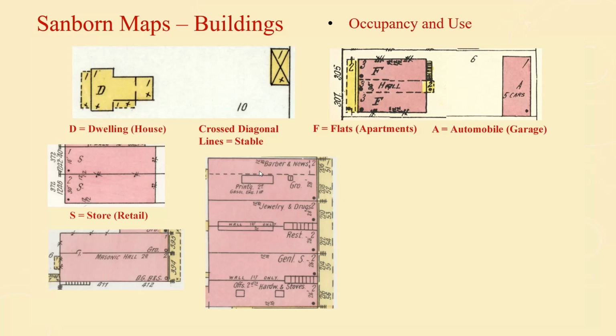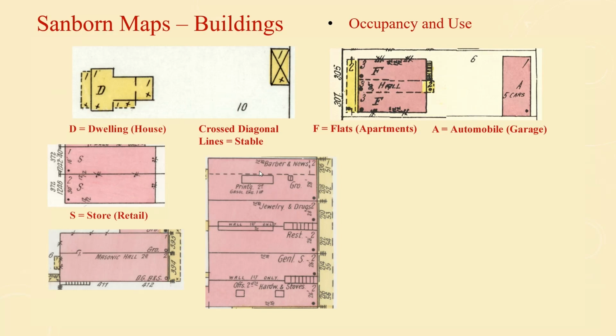A indicates that automobiles were stored in that building. It's a garage. S is an indication of store. You'll see that, or a lot of times they'll list exactly what type of business was in that store. As you see, there are barbers, shops, jewelry shops, general store.